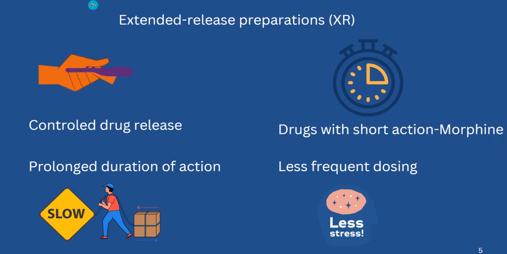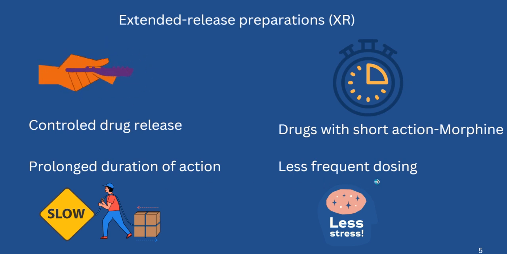Okay, guys? And most important, extended release preparations. We already know various painkillers come in these extended release preparations. Why? Because they give good controlled drug release and a prolonged duration of action. The onset will be slow, but the duration is prolonged. Also, for any drug with a short action, like morphine, a potent painkiller with a very short duration, it has to be given in extended release, right? And what more advantage? When you give extended release, it will act for a longer duration.